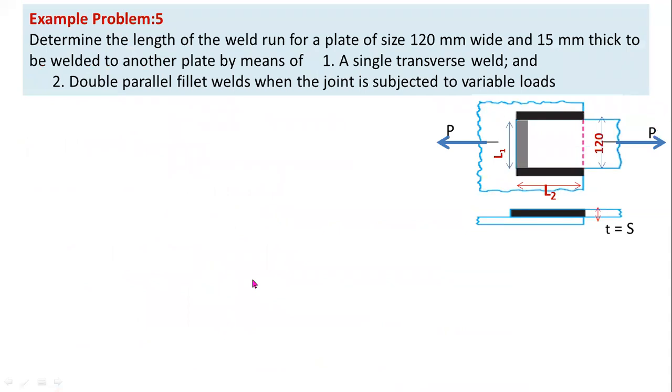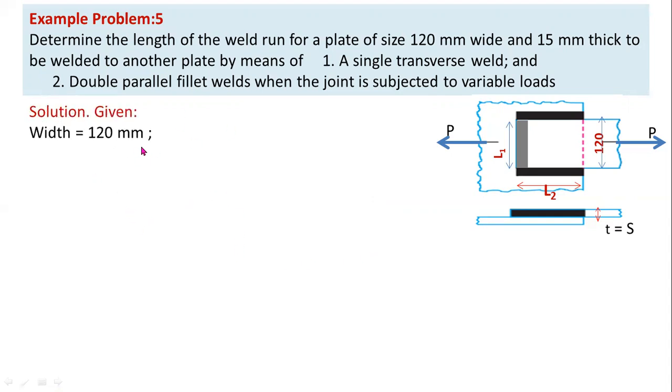Now coming to another problem. This is the last problem in this session. This is the given question. Determine the length of the weld run for a plate of size 120 mm wide and 15 mm thick to be welded to another plate by means of a single transverse weld and double parallel fillet welds when the joint is subject to variable loads. Variable loads means fatigue loads, also known as fluctuating loads. For determining the length of the weld, you have to consider a stress concentration factor for variable loads. Okay, 1.7 for a transverse fillet weld, 2.7 for a double parallel fillet weld.